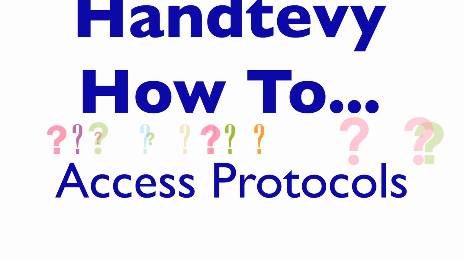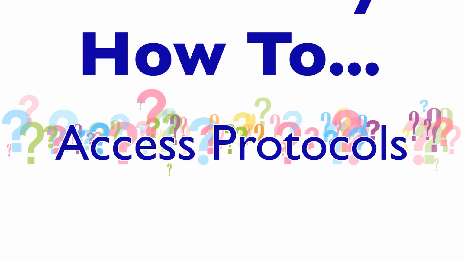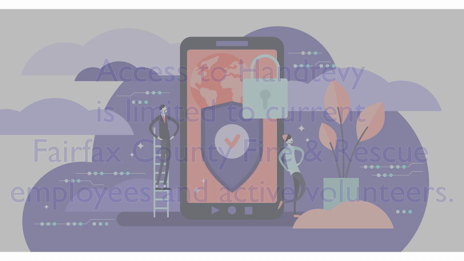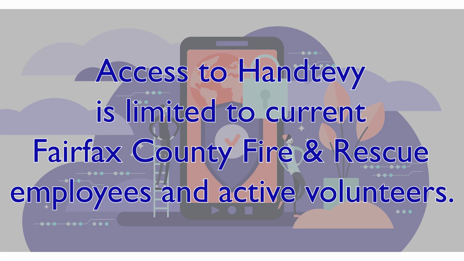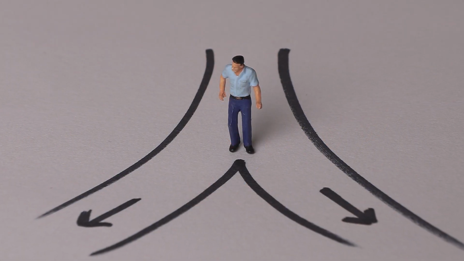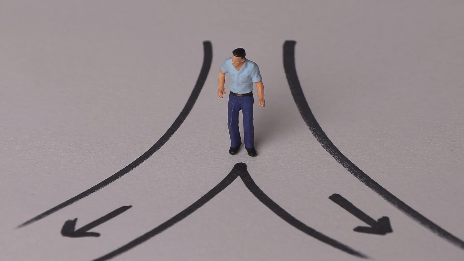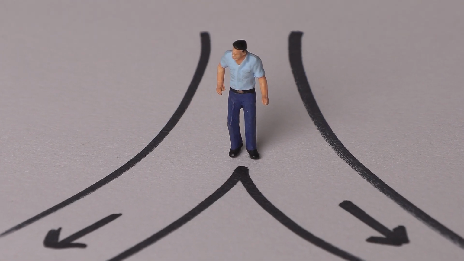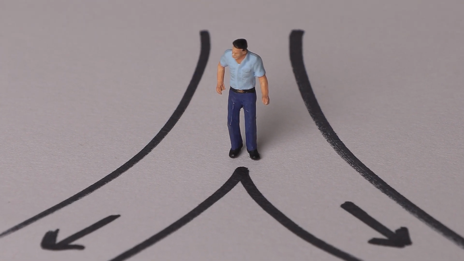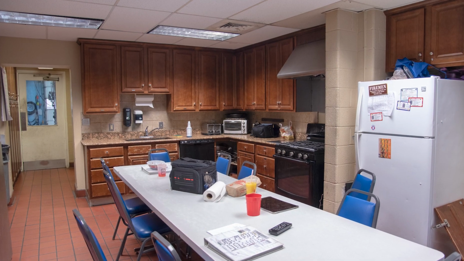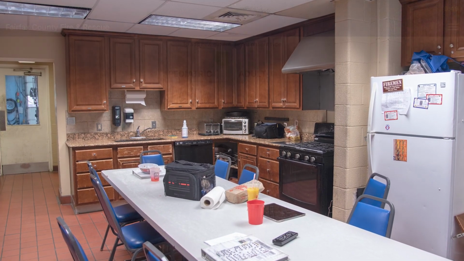In this video, we will go over how to view the EMS protocols. As a reminder, access to the Handtevy system is only for active employees and volunteers of the Fairfax County Fire and Rescue Department. There are two ways to view protocols from the Handtevy app. The first method should only be used when you are not engaged in patient care. For example, this could include reviewing a protocol during lineup.